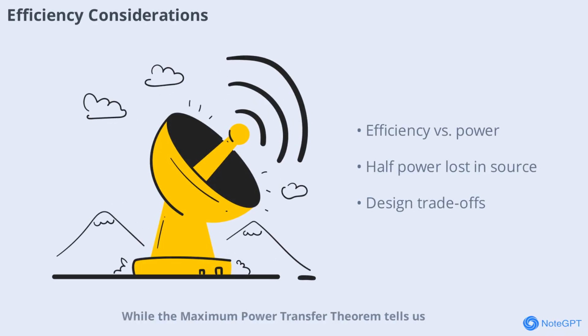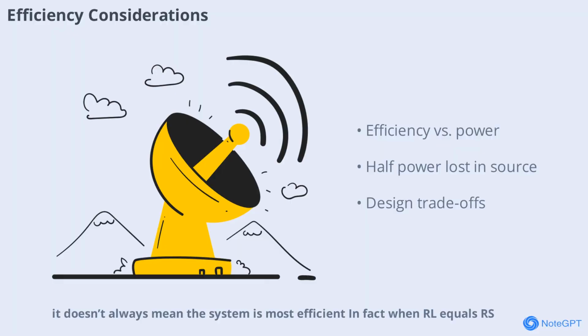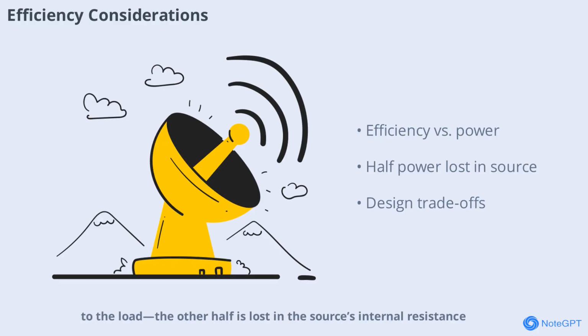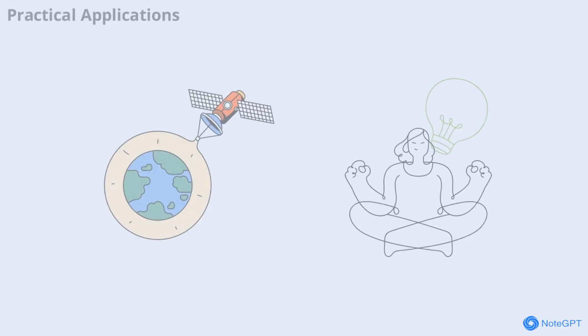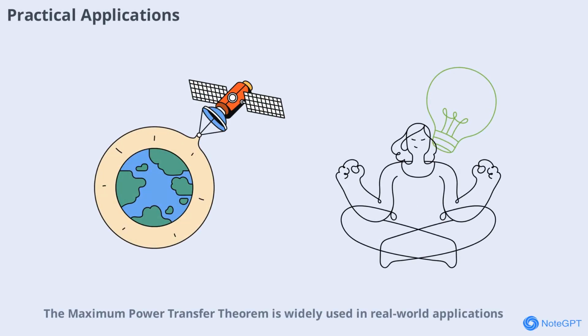The maximum power transfer theorem tells us how to maximize power delivered to the load. It doesn't always mean the system is most efficient. In fact, when RL equals Rs, only half the total power generated by the source is delivered to the load. The other half is lost in the source's internal resistance. In many power systems, efficiency is more important than maximizing power transfer, so designers may choose a load resistance greater than the source resistance to reduce losses. Balancing power and efficiency is a key part of circuit design. The maximum power transfer theorem is widely used in real-world applications.